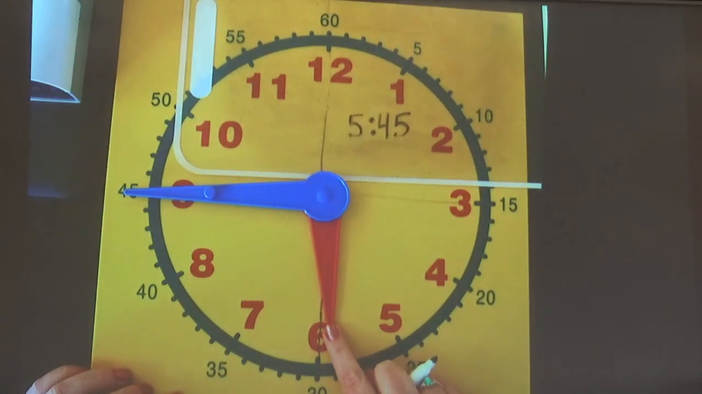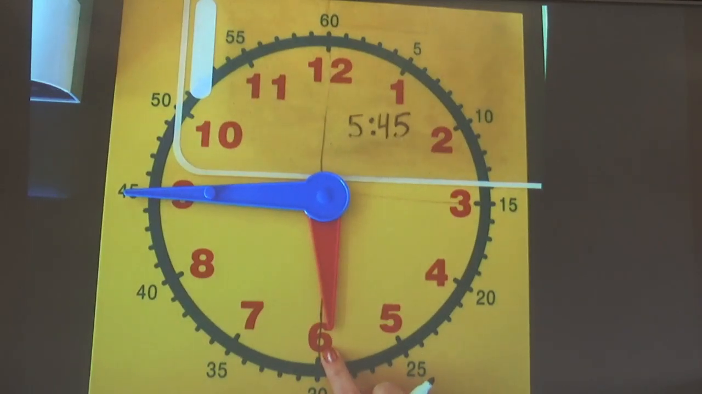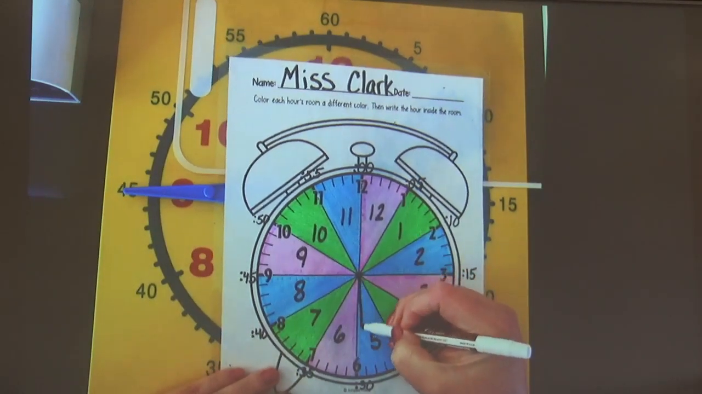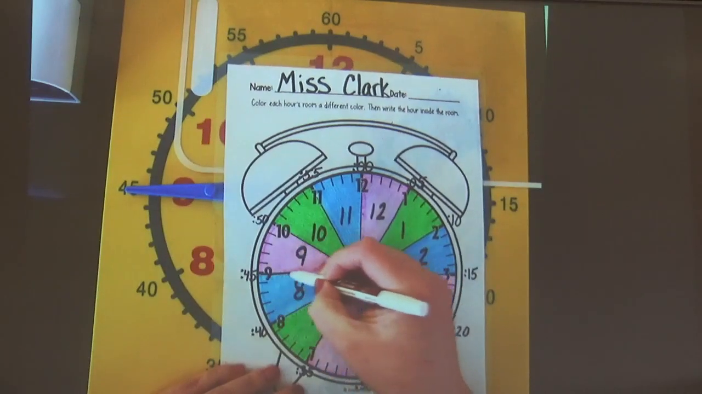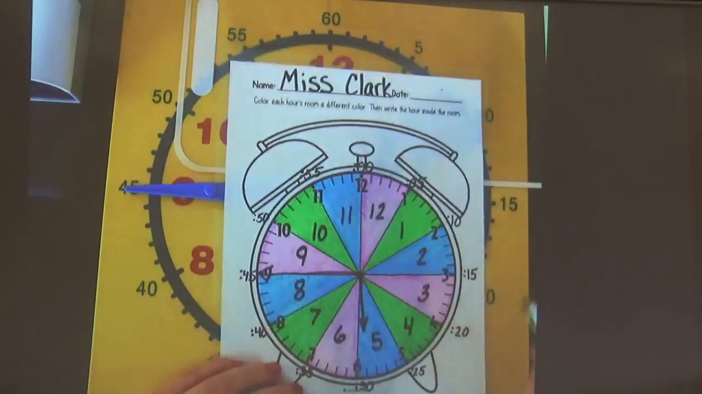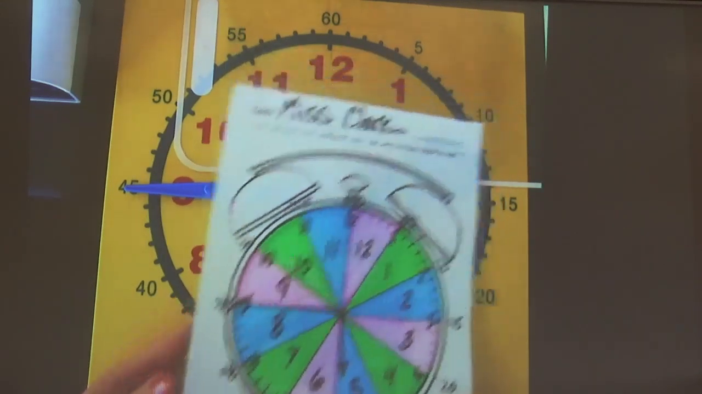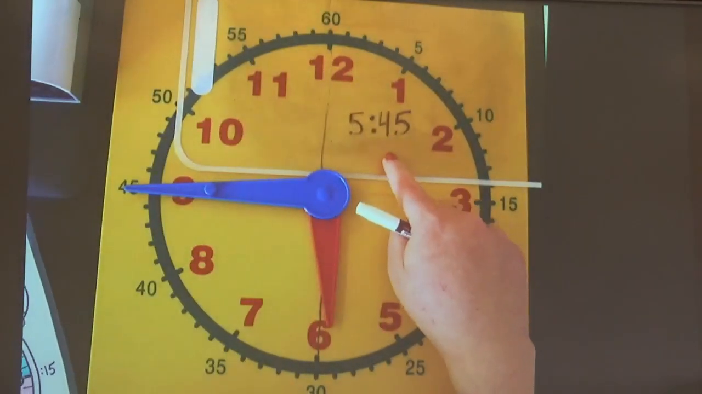If you look here, it's pretty tricky, and this is where your colorful clock is really going to come in handy, because this can look like it's on the 6, but it's not quite. If we draw this on our colorful clock, you'll see that the hour hand is here, and the minute hand is pointing directly to our 9. Our hour hand is still in the 5 room, just barely, but it is still in that 5 room, and that is how we know that the time is 5:45.